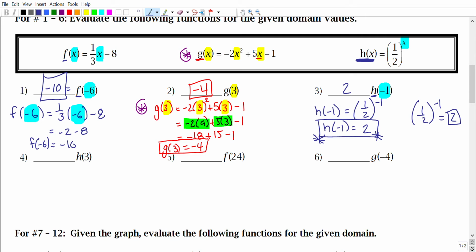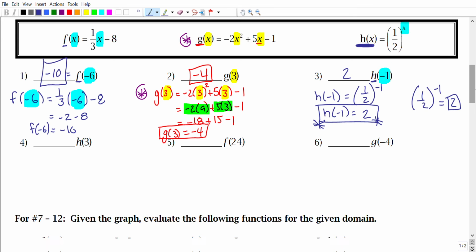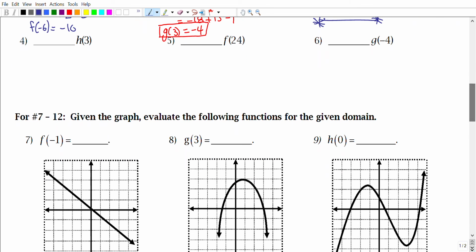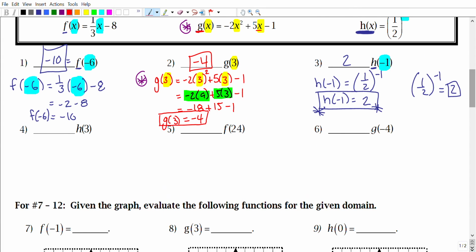So what we're doing here, guys, is just substituting in an x value and finding its corresponding y value using the function. Okay, let's do this last one, number 4, and then I'm going to have you guys try the rest on your own. Actually, I got to scoot back up here.